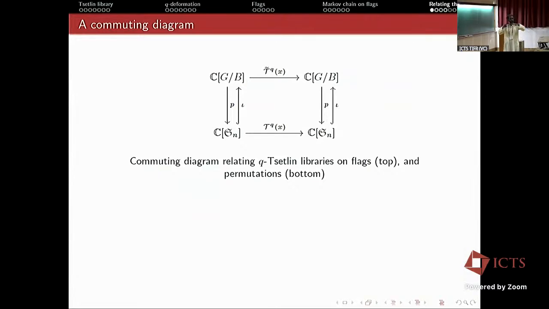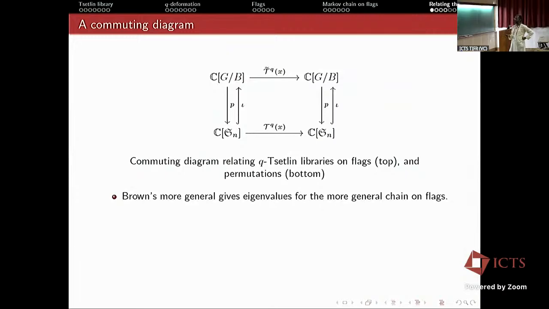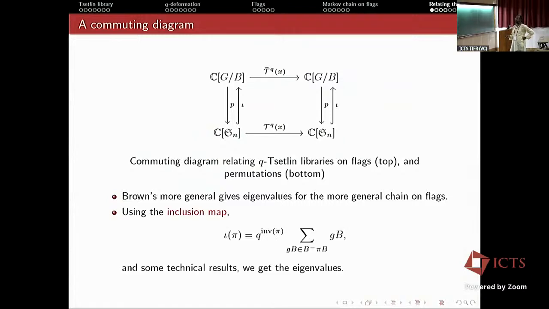And the strategy has been to build a more complicated Markov chain in some sense on G mod B, and apply a more complicated operator. But there are two things that save us. One is this projection operation and the other is this inclusion. So for the eigenvalues, we use Brown's formula for this G mod B, and we have this explicit inclusion map which we can show makes the diagram commute, and there's some technical work which allows us to.